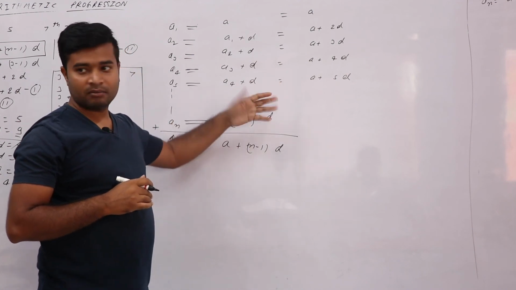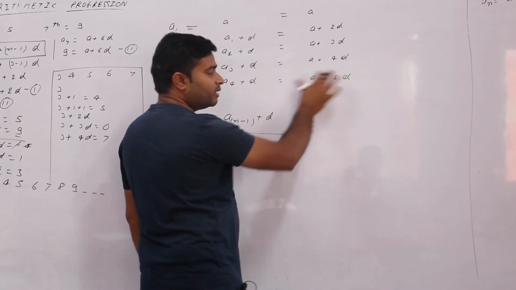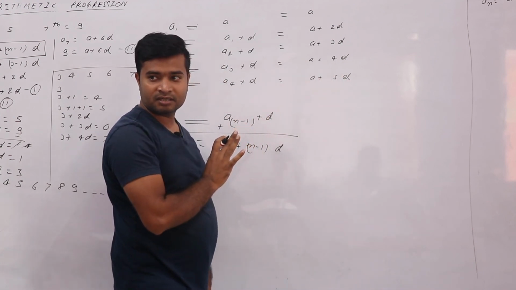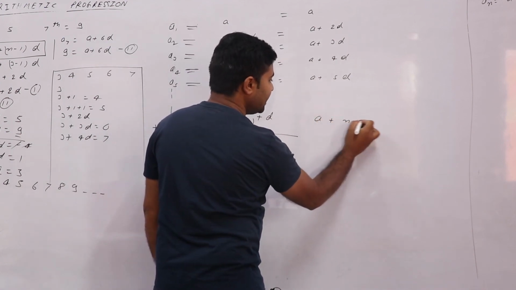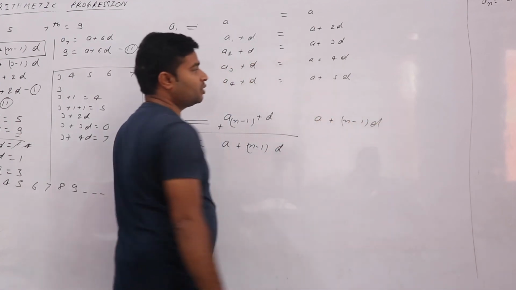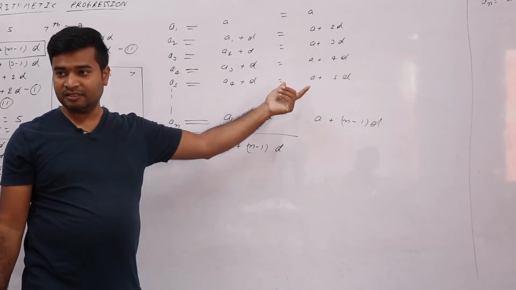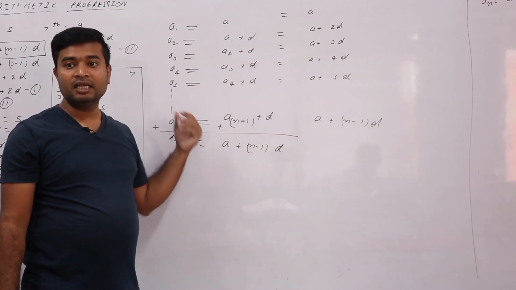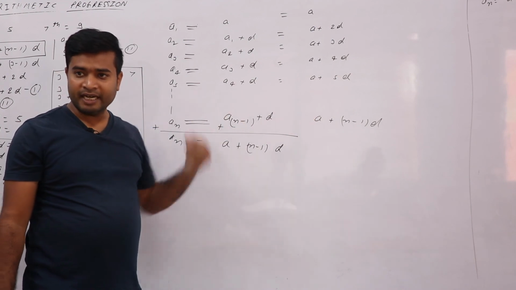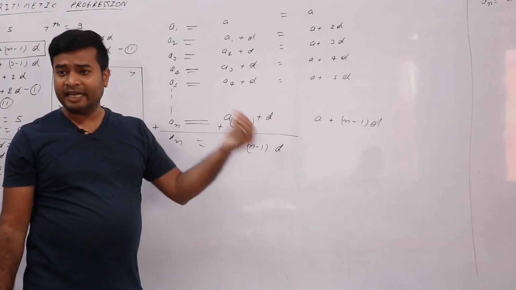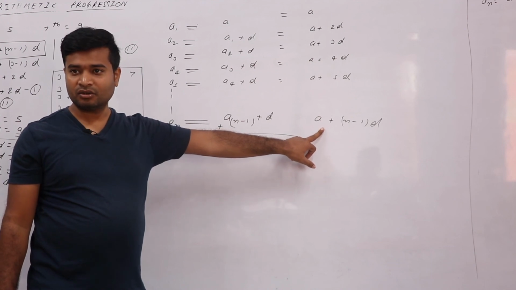Acha, one term became more here, right? Whatever term is coming, one term will be less. So the final term will be a plus n minus 1 into d, because if here 6 terms are there, we are getting a plus 5d. If we are getting 7 terms, a plus 6d. Yes or no? So the n-th term is a plus n minus 1 into d. Getting how this formula came?